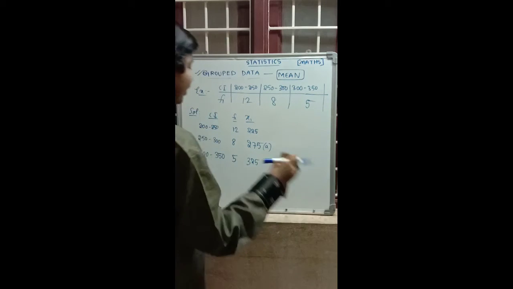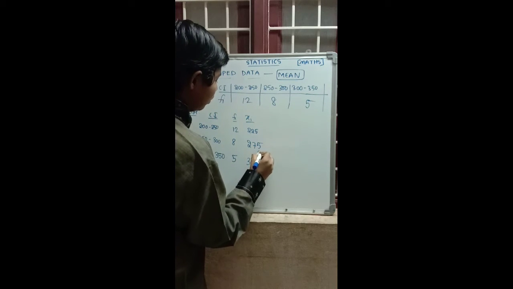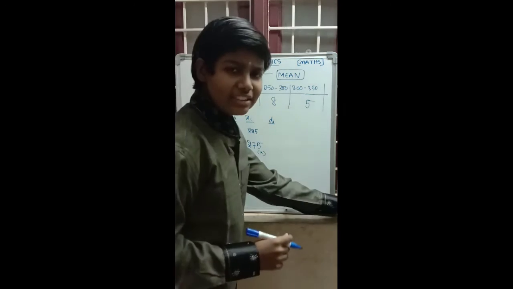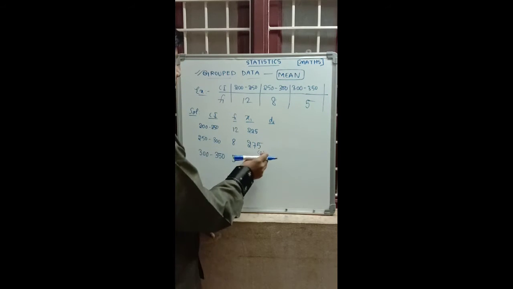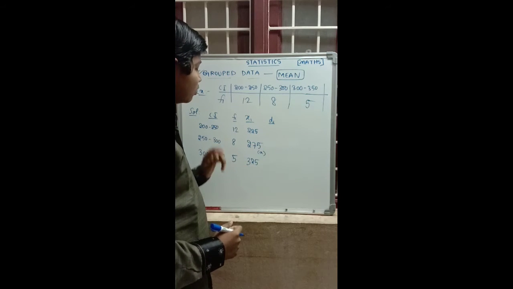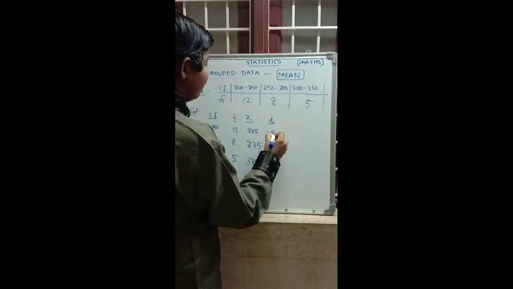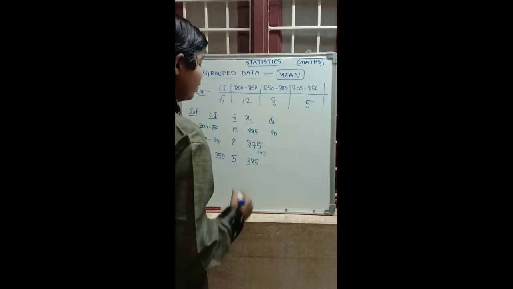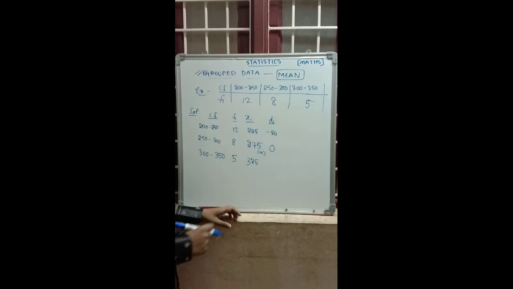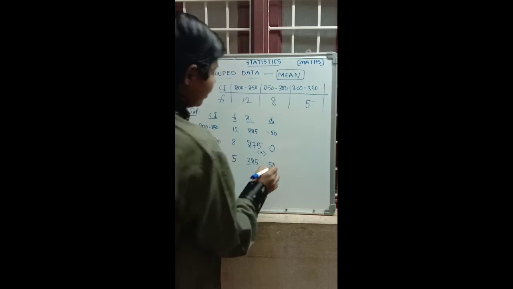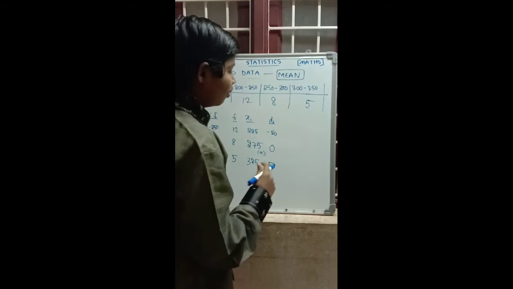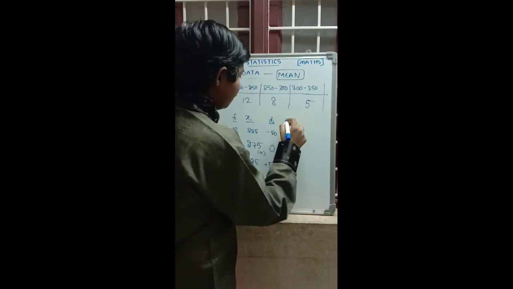Now we take the di column. The a value is 275. Di is xi minus a, that is class mark minus assumed value. 225 minus 275 is minus 50. A is 275 and xi is also 275, so 275 minus 275 is 0. Xi minus a: 325 minus 275 is 50. So the di values are minus 50, 0 and 50. Now we have to find ui also.